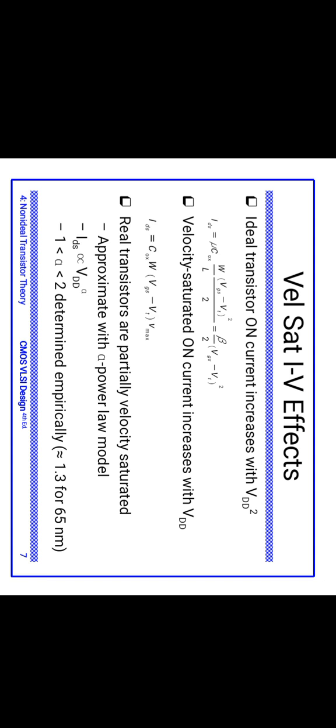Real transistors are partially velocity saturated. Approximate with the alpha power law model, IDS is proportional to VDD to the power alpha. Alpha lies between 1 and 2, determined empirically, 1.3 for 65 nanometer.